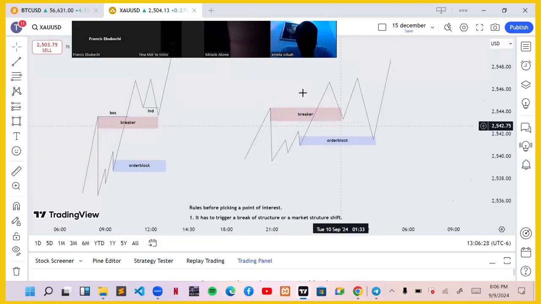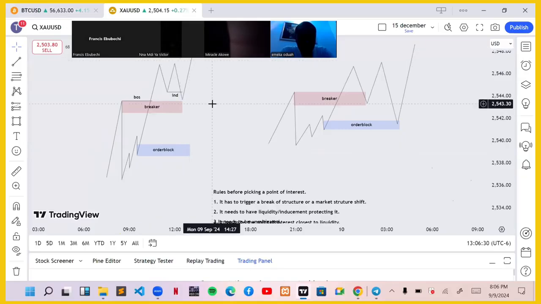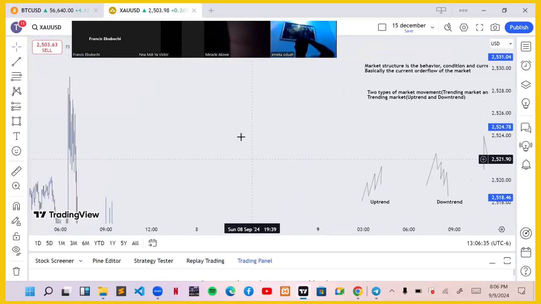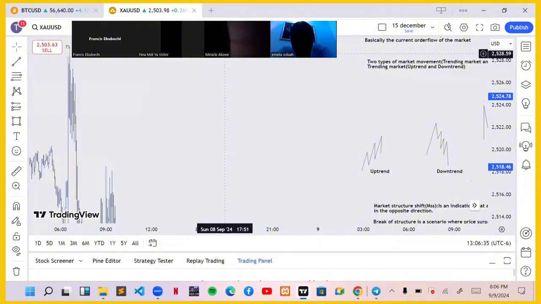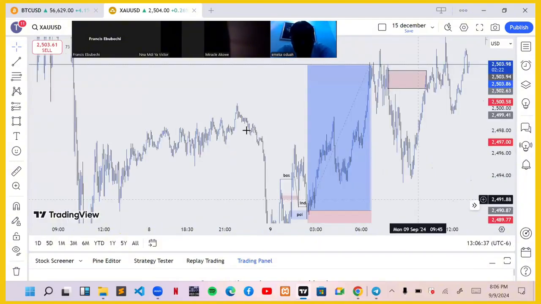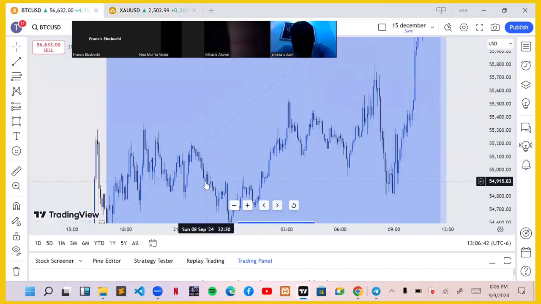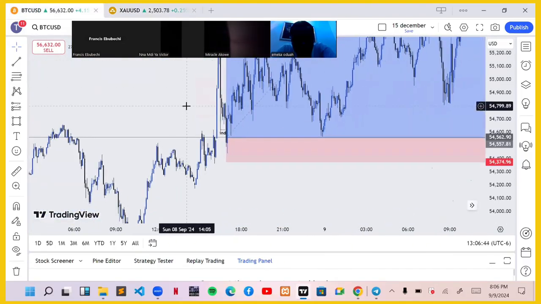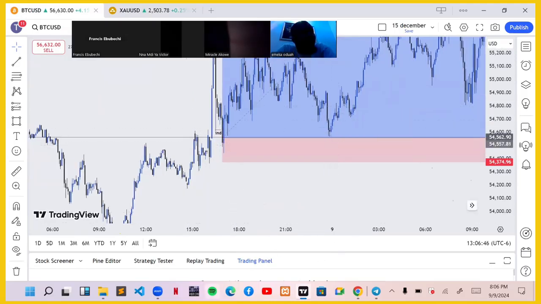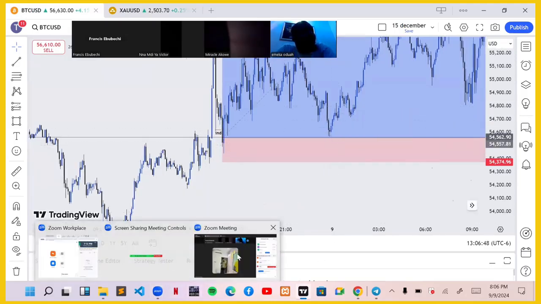So this is it. Knowing when to use which: that's why in the gold trade I used an order block, because when price broke out, the first pullback mitigated the breaker. But in this BTC trade, I used a breaker block, because in the first pullback, price did not mitigate the breaker. So that is it for point of interest.